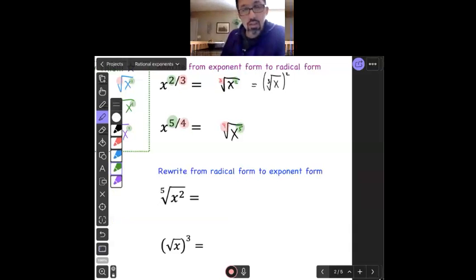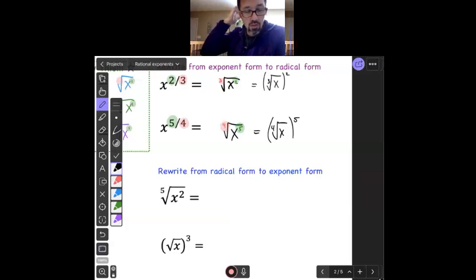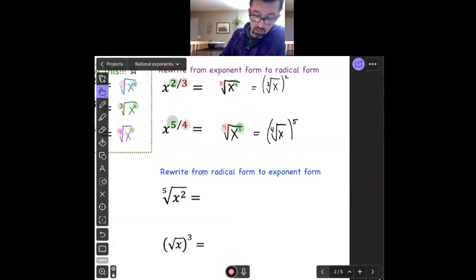So the 4th root of x to the 5th is how I would say that. X to the 5/4 power is equal to the 4th root of x to the 5th. Again, if I want to write it in the other form, it would be the 4th root of x to the 5th. And I'll show you when we go to do the next stuff why I like that one better than the other one. Okay, and you'll probably agree with me. So that's going from exponent form to radical form.